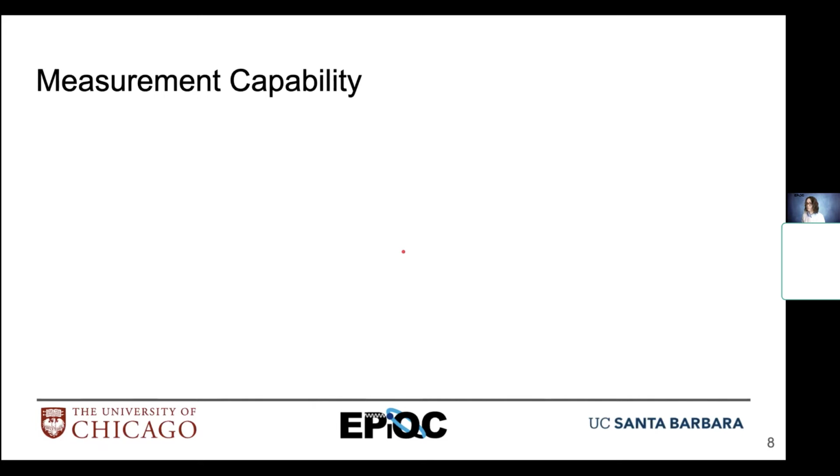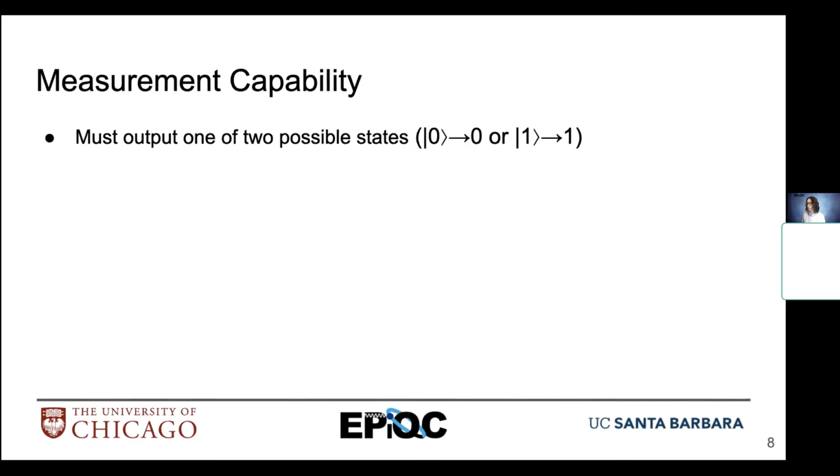Next, we have to have a measurement capability. So we must be able to output one of two possible states. We might be in a superposition of ket 0 and ket 1, but we need to be able to measure one of those two states and have that be our final output for our evaluation of that circuit. So once again, upon measurement, we lose all of those quantum properties of that state with superposition, and we collapse just to a classical value of 0 or 1.